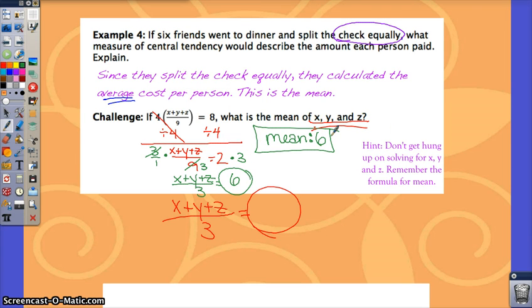When I first looked at this problem, I thought, okay, I've got to figure out how I can find X, Y, and Z, but really, you don't need to. You just need to find the mean, and by manipulating the equation, you get down to what the mean equals. Excellent work here, guys.